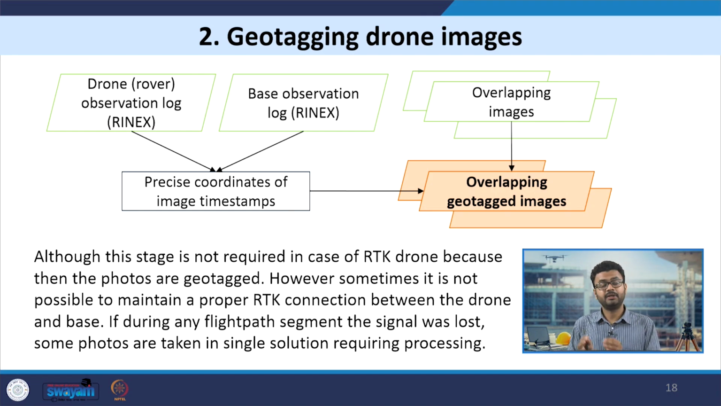However, sometimes even in the case of an RTK drone, it is not possible to maintain the RTK connection. For example, if during any flight path segment the GNSS signal was lost, then some photos will be taken in single solution. So their coordinates will not be very accurate compared to the coordinates of other photographs. So it's always a good idea, whether you have an RTK drone or a single positioning drone, to always go for correction using a base station which you have established.